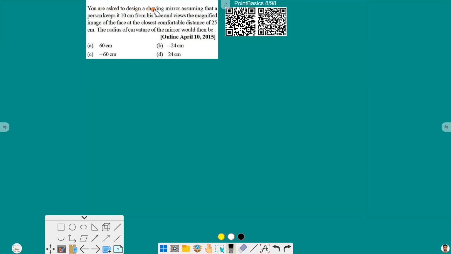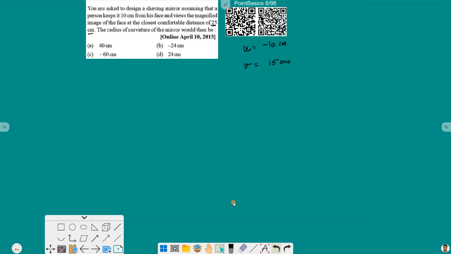You are asked to design a shaving mirror assuming that a person keeps it 10 centimeter from his face and views a magnified image of the face at a closest comfortable distance of 25 centimeter. The radius of curvature of the mirror is. So here the value of u is going to be minus 10 centimeter and the value of v is again 15 centimeter.